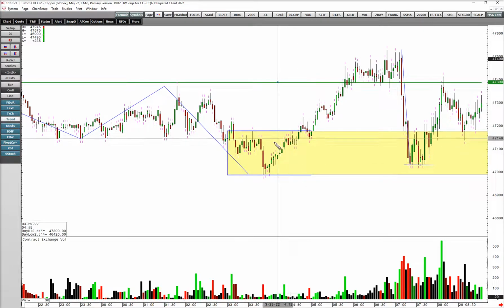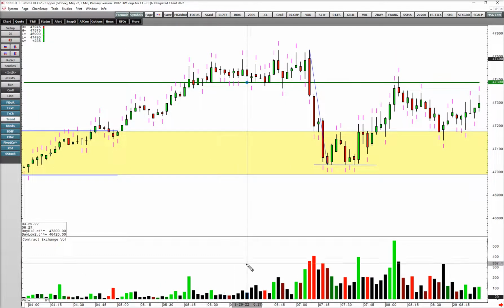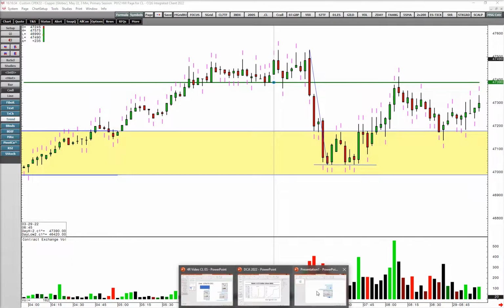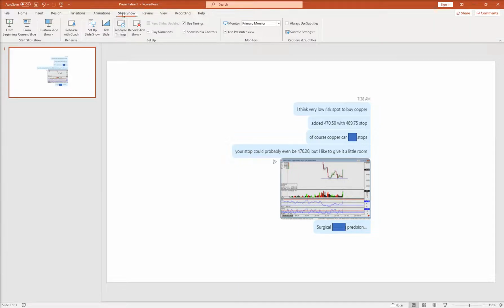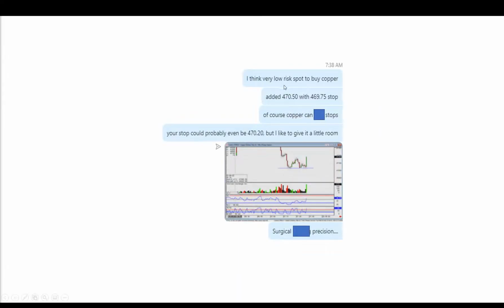Being long from the system breakout and having nice profits and then giving them back, I decided to add in here. And since I had a friend that I chat with that wasn't already saddled with a position that had given back his gains, I was just letting him know that I thought it was a very good risk-reward spot. I don't know if you can see this, if it's big enough, but it just says, I think, very low risk spot to buy copper.